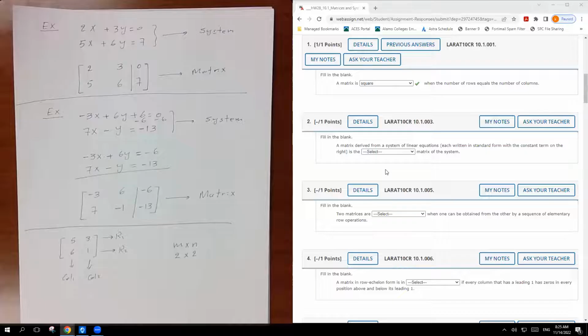If you go to the second one, a matrix from a system: if you change the matrix to a system of linear equations, this is called what? Here's the system. And when you get the matrix, this is called an augmented matrix. Augmented matrix of the system.